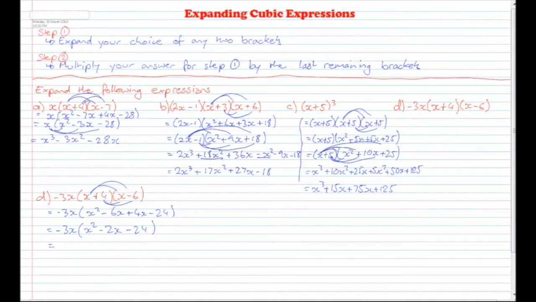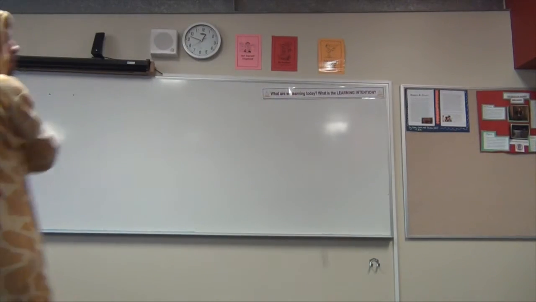Go through and expand that now, so you get negative 3x times x squared is equal to negative 3x cubed, negative 3x times negative 2x is positive 6x squared, and negative 3x times negative 24, well, that's going to be plus 72x. And there you go, that's how you expand cubic expressions. So it's just like expanding quadratic expressions, but you need to repeat the process just a few more times. Alright, now it's time for you guys to have a go at a couple of questions. So let's check it out.